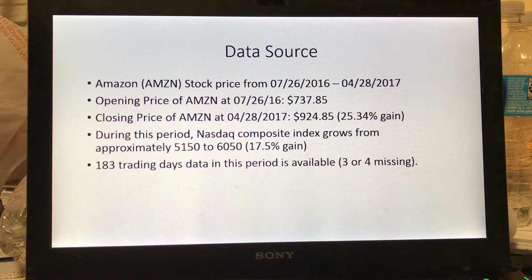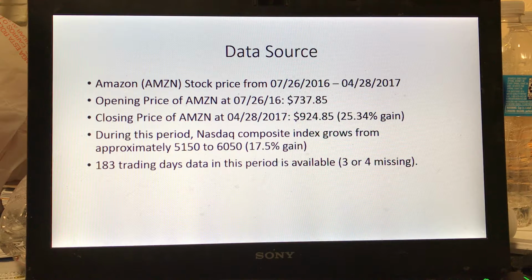And the opening price of Amazon on the first day is about $378, and the closing price on the last day of this time frame is about $925, which is a 25% gain. This should make sense since the share price of Amazon is climbing even faster after 2017. And during this period, the Nasdaq Composite Index grows from approximately 5,150 to 6,050, which is a 17.5% gain.